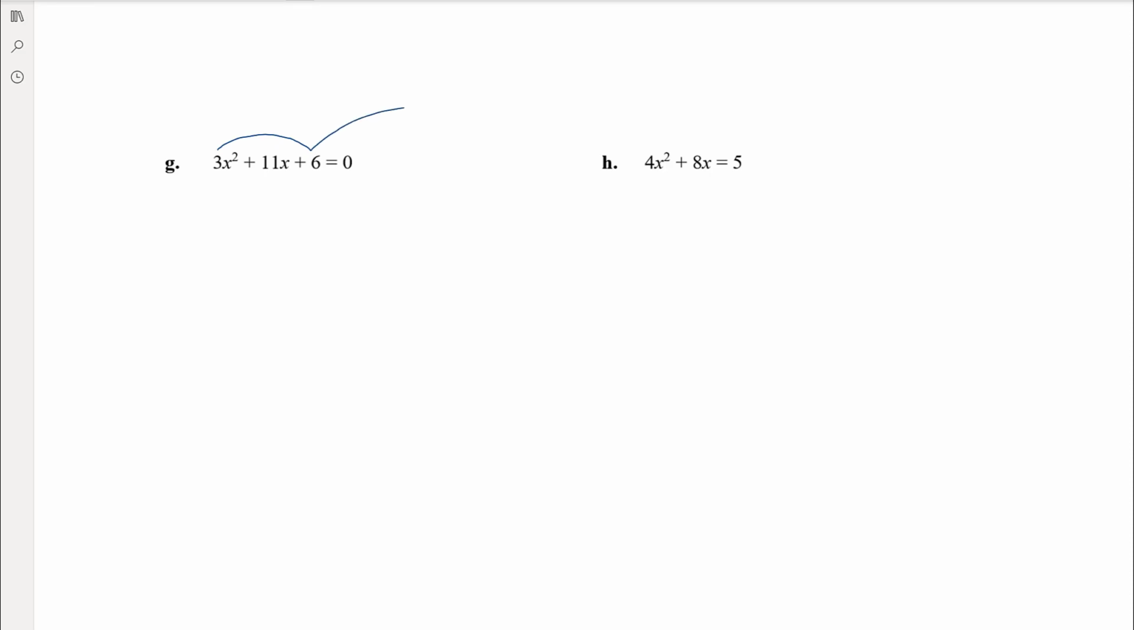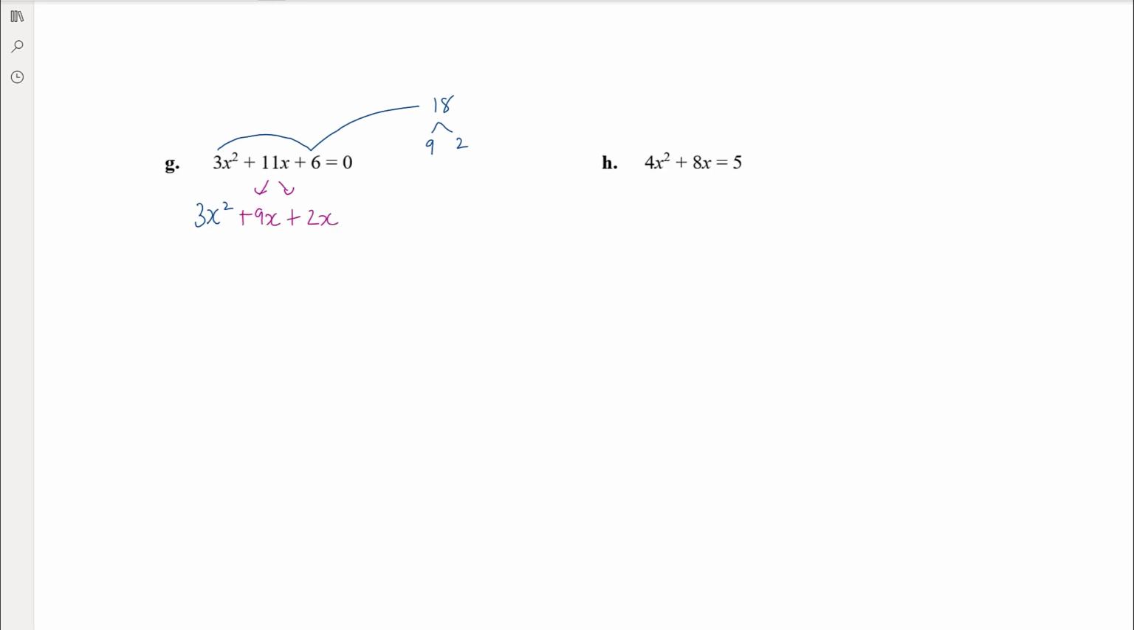So I'm doing 3 times 6 gives me 18, and I need factors of 18 that add up to 11. So I'm thinking about 9 and 2, positive 9 and positive 2 multiply to give positive 18, positive 9 and positive 2 add to give positive 11. Okay, so then you'll remember we break up the 11 by rewriting it. So 11x will no longer be 11x, it'll be plus 9x and plus 2x.